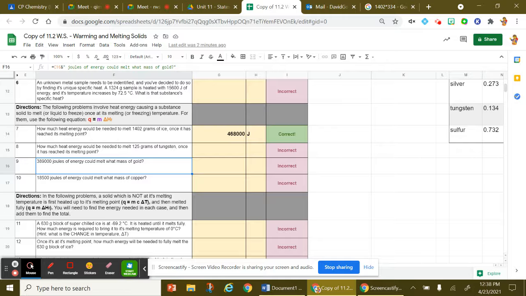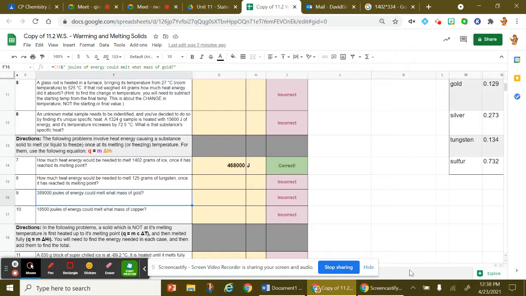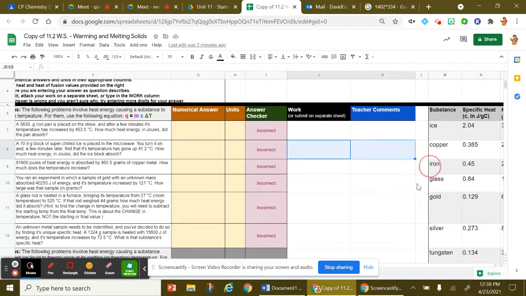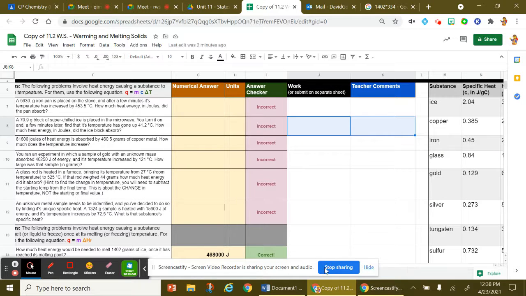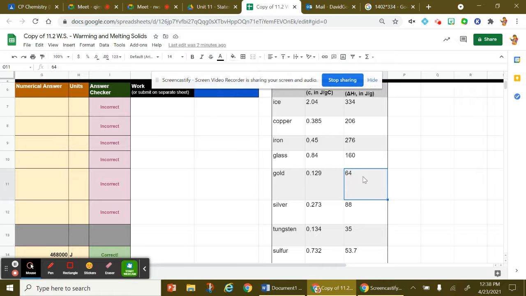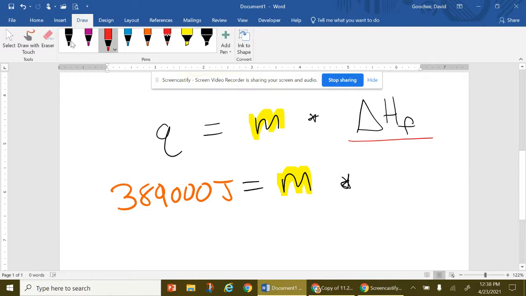Well, we go to this table and over to the side. Gold, 64. 64 is the special melting value for gold. It takes 64 joules to melt a gram of gold.